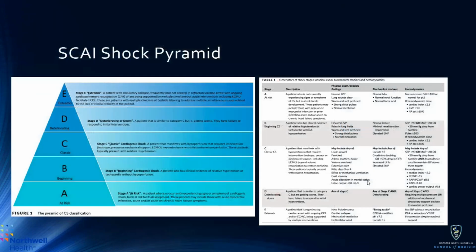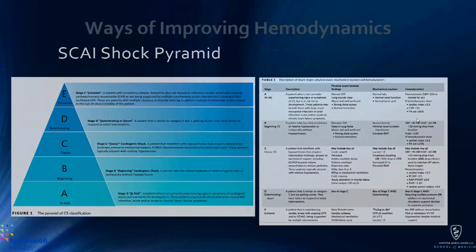If you look at the SCAI shock pyramid, SCAI actually put this out many years ago and has updated it and actually put clinical correlations recently. You can see here the stages start at the lowest risk of A, patients at risk, the beginning of shock B, the classic stage of cardiogenic shock C, deteriorating stage D, and E is extremis, which is frequently circulatory collapse. So this patient was definitely in D, moving towards E. So someone that we definitely need to move quickly and do something about.